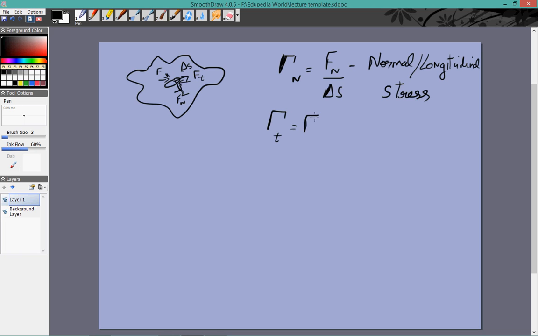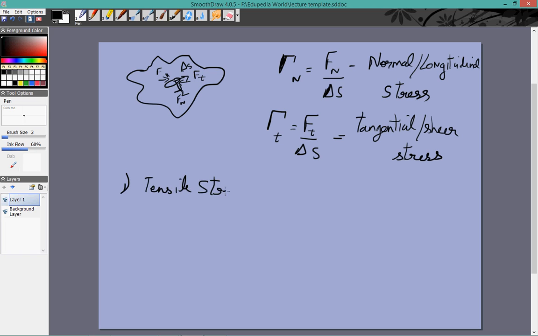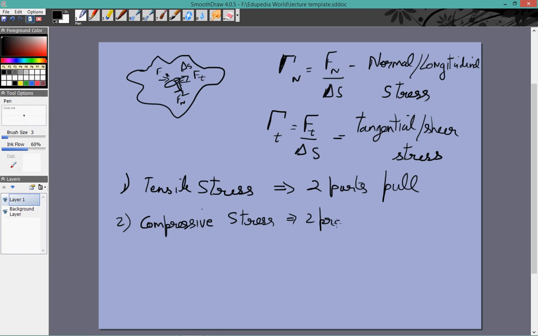Similarly, tau t, which is the tangential force divided by the area, is called the tangential or shear stress is another word for it, right? Now the longitudinal stress can be further decomposed into two parts. One is tensile stress, tensile stress is when the two parts on either side of the surface pull each other apart, and then there is compressive stress, this is when the two parts push each other.